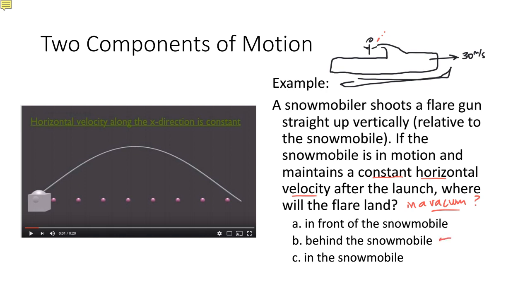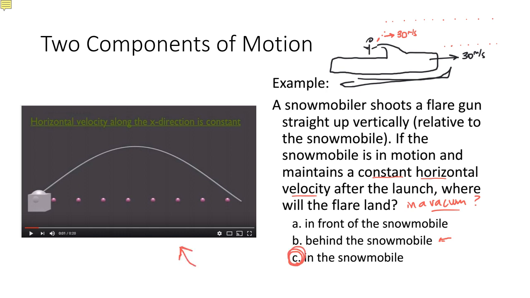You might think that it would land behind the snowmobile, but that's not true. If it's moving at a constant horizontal rate, it will actually land back inside the snowmobile. That's because when you launch it, the flare is moving forwards at the same rate that the snowmobile is. And as a projectile, its horizontal motion is at a constant rate. If the snowmobile itself is also moving at a constant horizontal rate, they'll travel the same distance horizontally in the same time, and the flare will land back in the snowmobile.